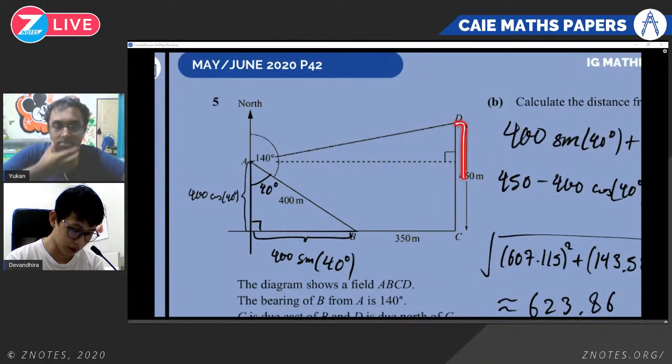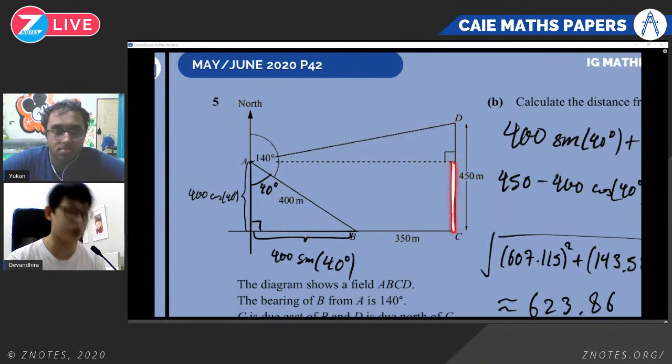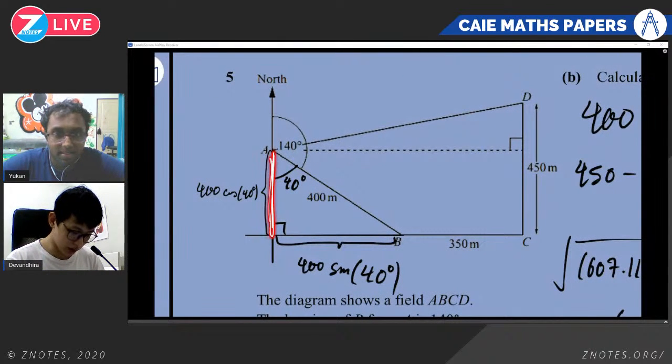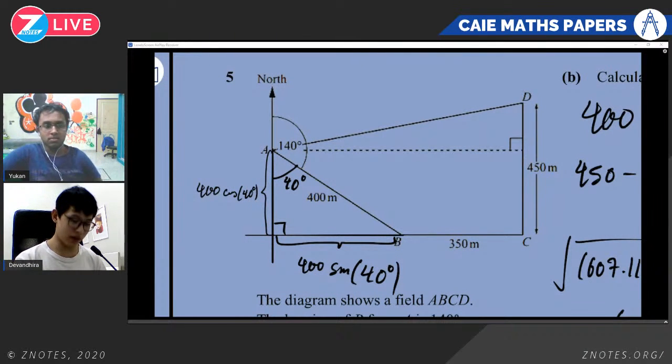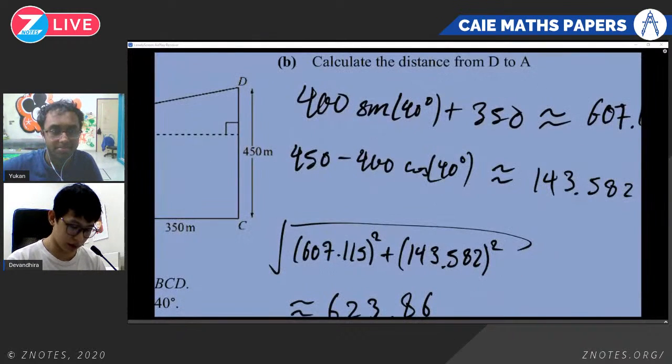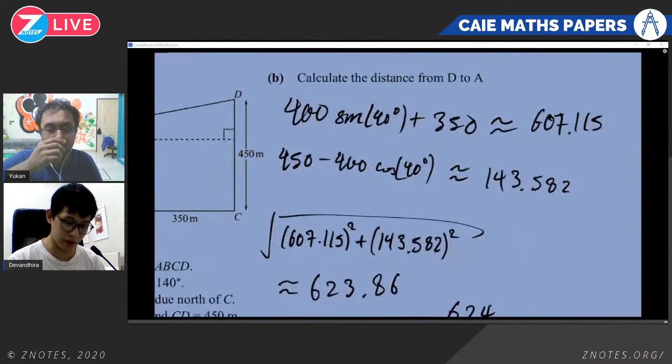Next one, we want to get the height of this triangle. We know that the whole thing is 450 from here. We just have to know what this length is because we want to take it off, right? So we have to get the length of this side, of course, because this is the adjacent side. So we take the cosine, which is just 400 cosine of 40 degrees. After we get that, we can just do 450 minus 400 cosine of 40. You should be getting about 403.582.